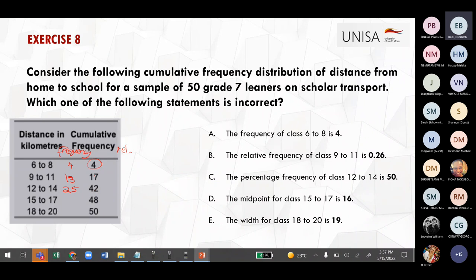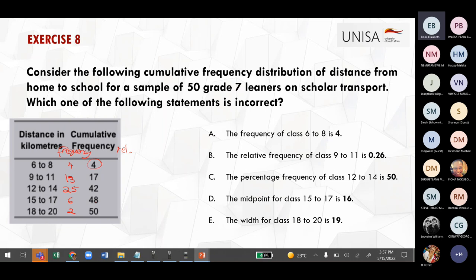42 minus 17. So you just minus the previous value. So 48 minus 42 should give you this value here, which is 6, right? Yes. And 50 minus 48 is 2. So this was your frequency, and from this frequency, they built the cumulative frequencies. So that's how the table works.